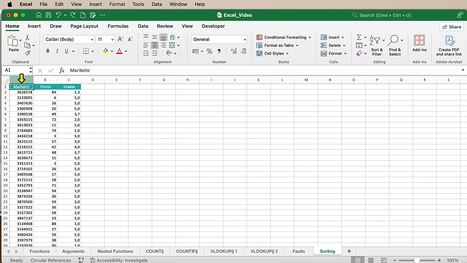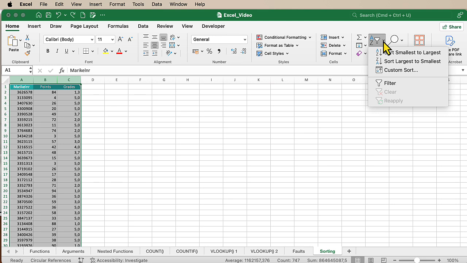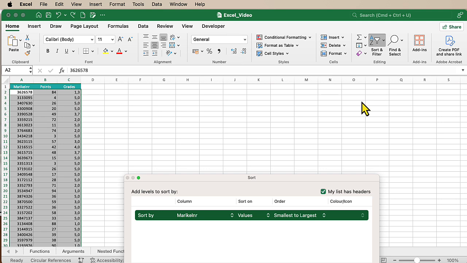I would like to sort not only one column, but of course a complete table. And here we have a function. If you go on Home, then there is this editing group, and here we find Sort and Filter. And of course I'm looking for sorting. And my recommendation is to always go for Custom Sort.